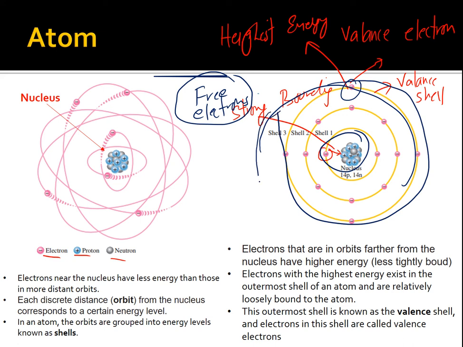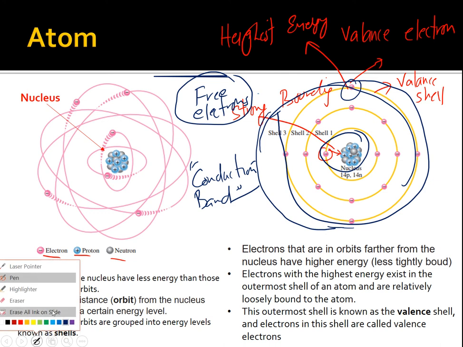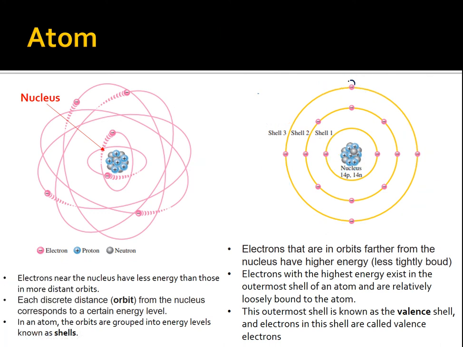Once they are removed from the valence shell, they go to another outer shell, which is called the conduction band. Once the electrons are in the conduction band, they are free to move, and they play a role in the movement of charges. So we require an external source so that we can remove these valence electrons and make them go to the conduction band.